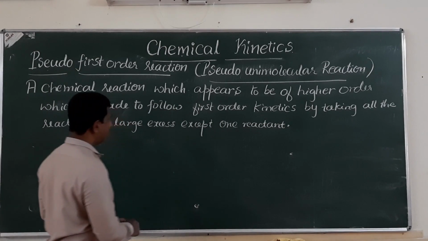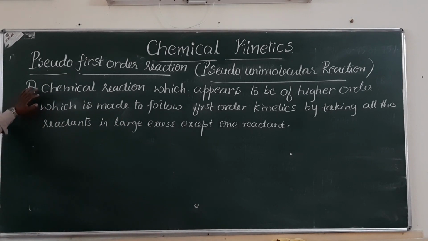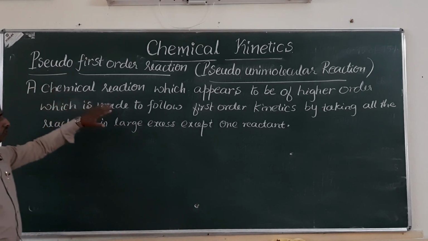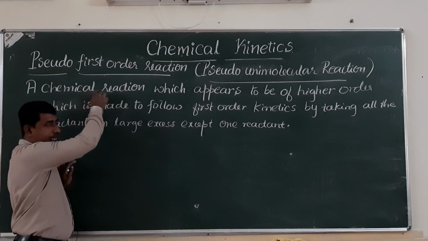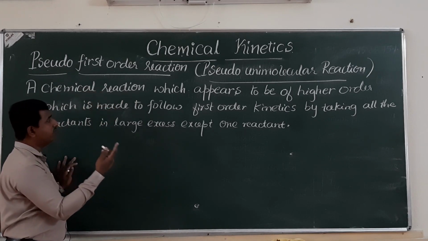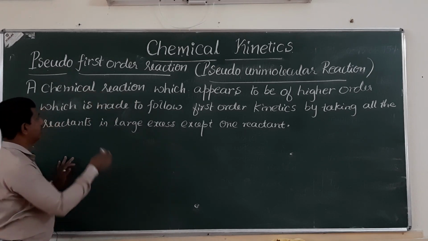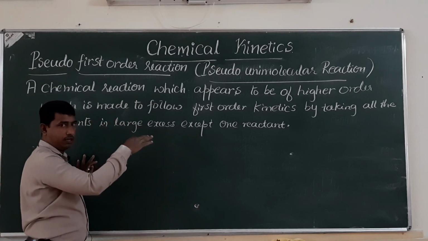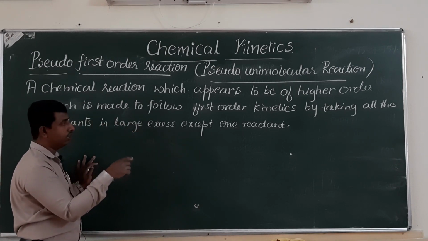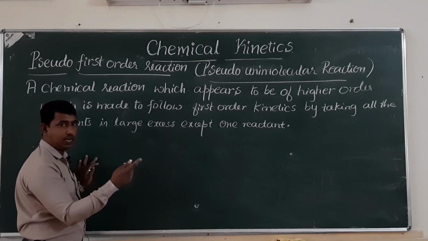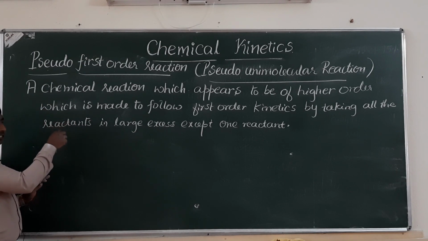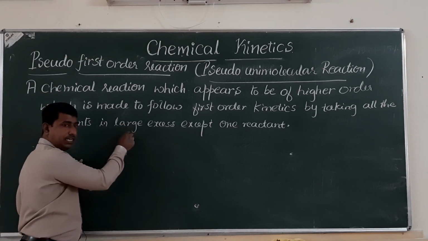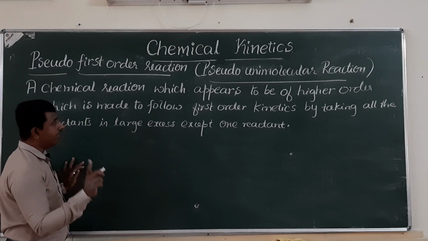So, what is a pseudo first order reaction? It is a chemical reaction which appears to be of higher order. Higher order means order greater than 1. This higher order reaction is made to follow first order, or its order is reduced to 1, by varying the concentration, that is by taking all the reactants present in the reaction in large excess except one reactant.